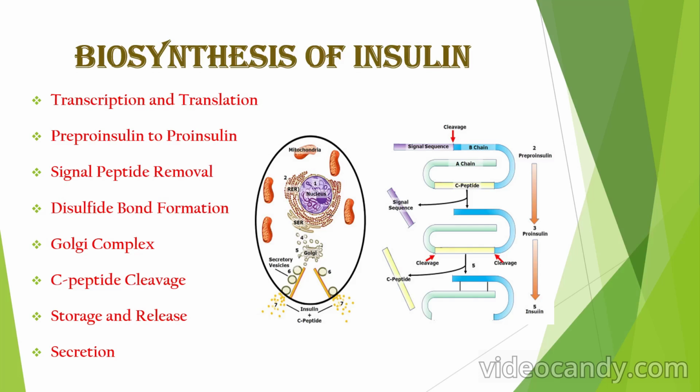Inside these granules, specific enzymes such as prohormone convertase cleave the C peptide, resulting in mature insulin, which is composed of A chain and B chain linked by disulfide bonds. Then insulin is stored in secretory vesicles within the beta cells. Upon glucose stimulation, insulin is released into the bloodstream through exocytosis.